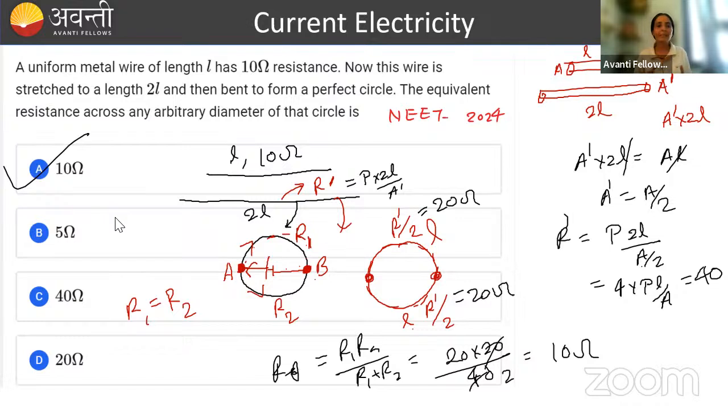Okay. Second thing, second wire को हमने circle में mold किया and we have to calculate R equivalent across its diameter's points. Then definitely those 2 points are dividing the circle into 2 equal parts. So if the whole circle has a resistance of 40 ohm, then half of it will have resistance of 20 ohm, another half 20 ohm. So these A and B are dividing this circuit into a parallel combination. So R equivalent here is 10.